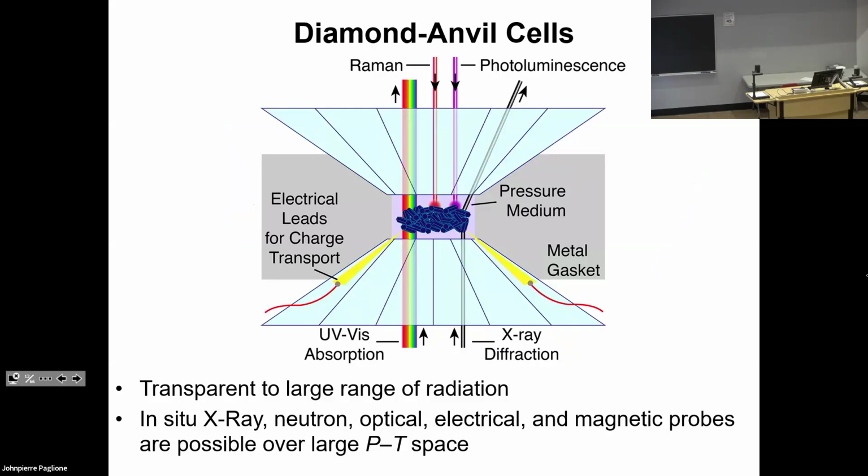And so the real key here, though, is that the diamonds are transparent to this wide range of radiation. So here are just a few of the experiments, spectroscopy or diffraction, that you can do in a diamond anvil cell. And you are doing this in theory, especially if you're controlling temperature, over a really wide temperature pressure phase space.